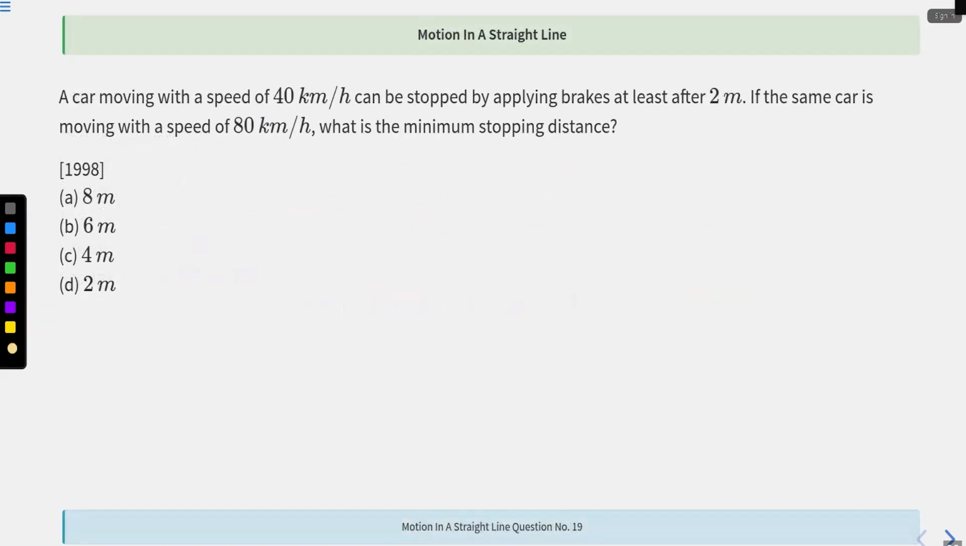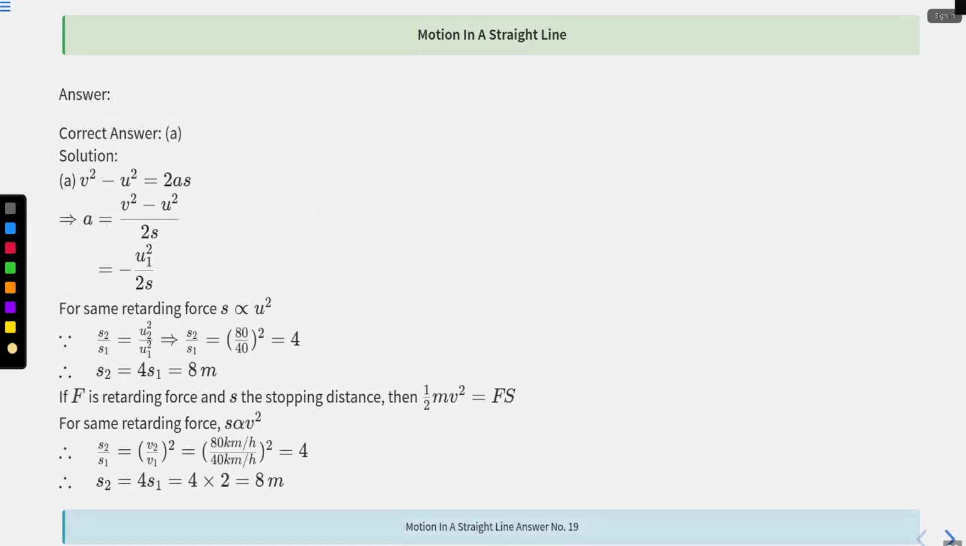A car moving with a speed of 40 km per hour can be stopped by applying brakes at least after 2 meters. The same car is moving with 80. What will be the distance? Calculate it. You have to first calculate the acceleration. Now the retarding force will be directly proportional to the velocity, right? So you'll get it.